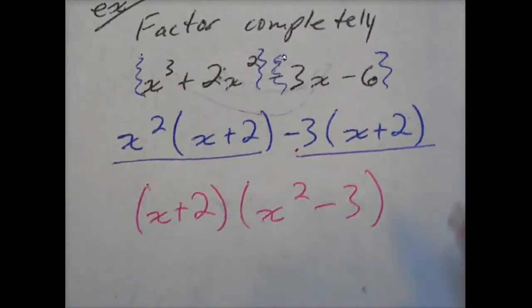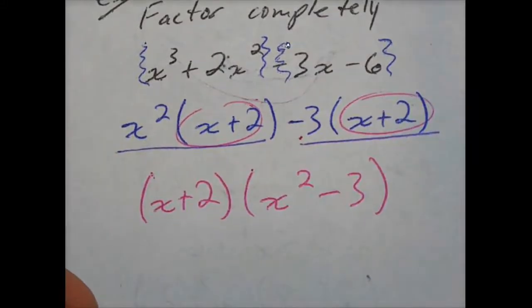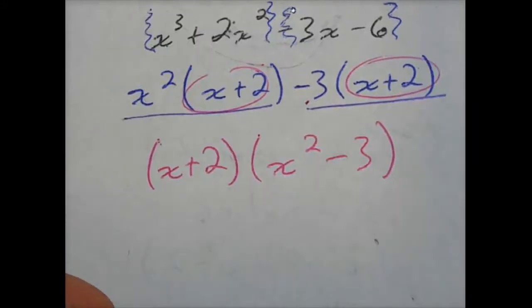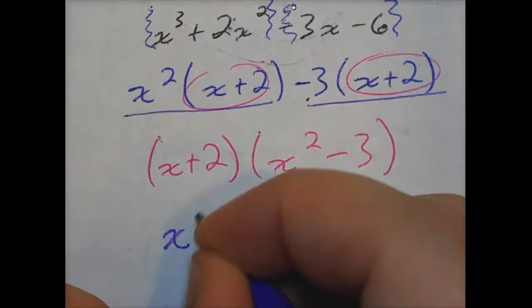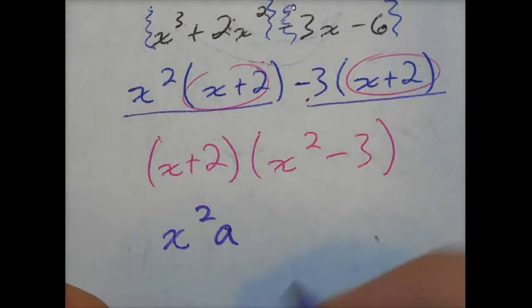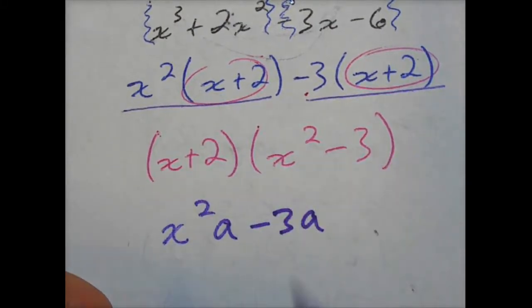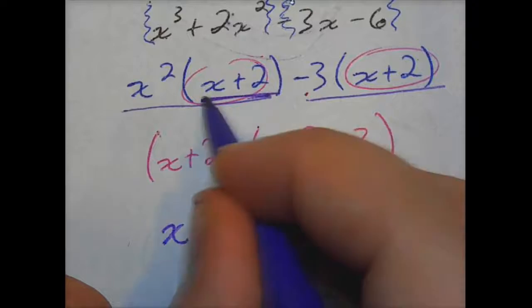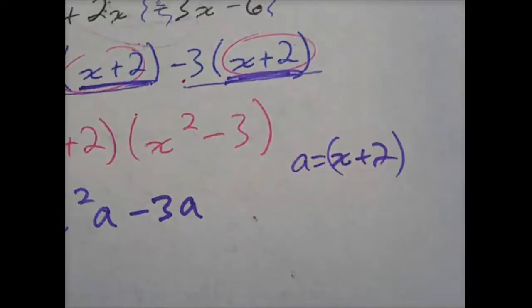So here's where I usually get some questions about where did the second x plus 2 go? Let me rewrite this in a different way. If I change this to x squared times a minus 3 times a, so I'm calling a this x plus 2 part. A is x plus 2. It is that factor of x plus 2. Zoom out just a little bit.